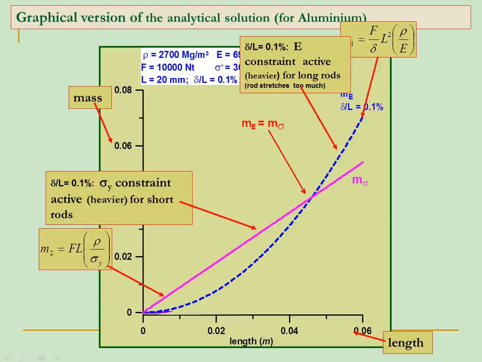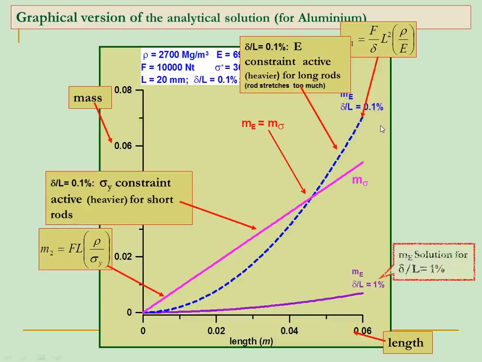So if I plot the same curve, M_E, for delta by L of 1%, we get that this is the line, and this is the solution for delta by L of 1%. Keep in mind that the M sigma value does not change, because the M sigma equation still remains the same. I'm changing the L value the same way, but the delta by L value we have not changed.